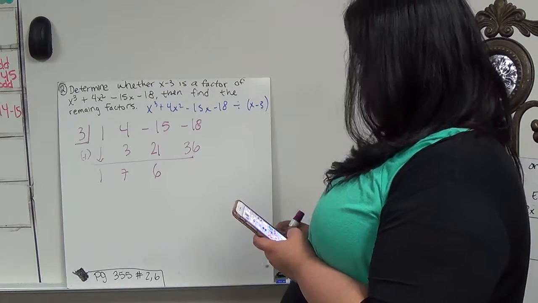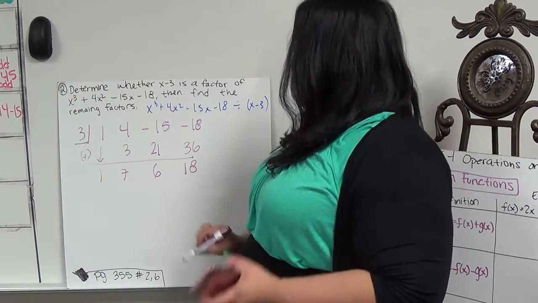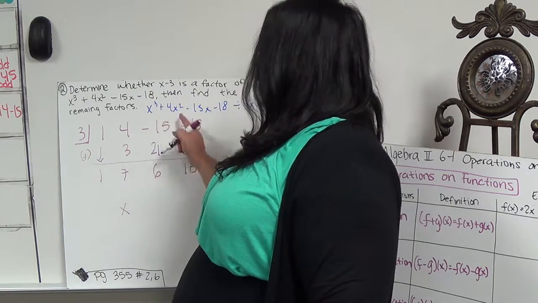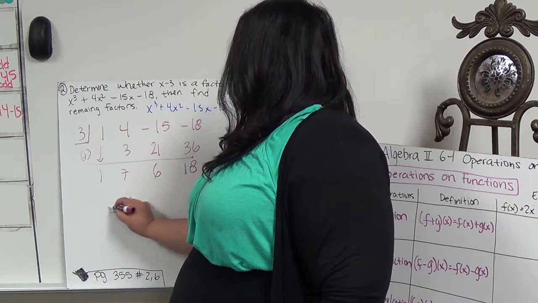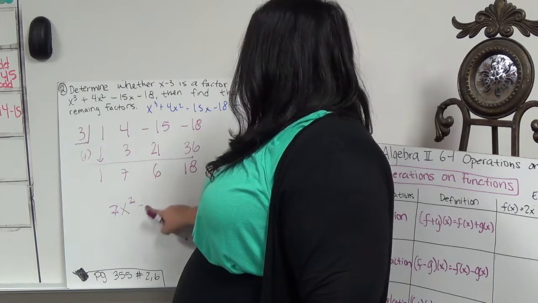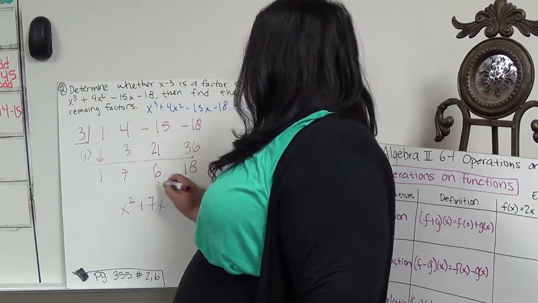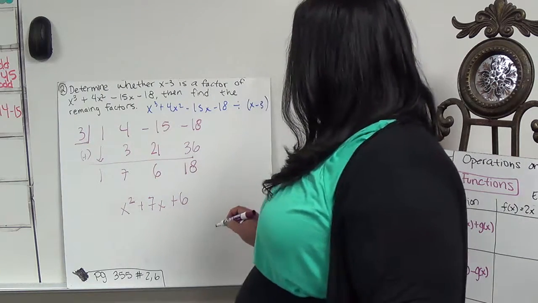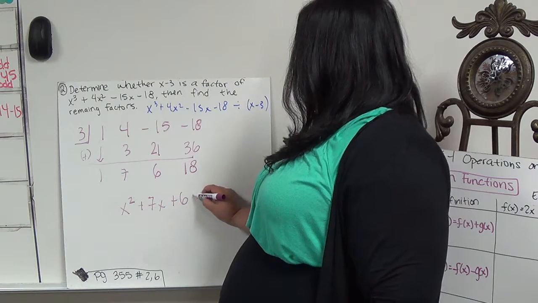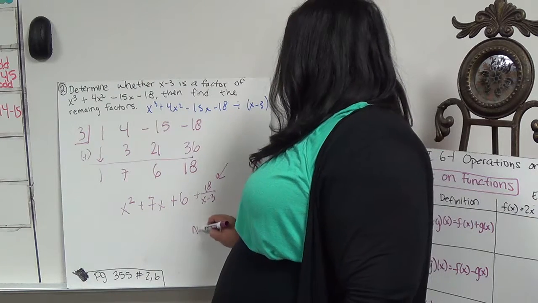So my equation would be x squared plus 7x plus 6, and the remainder 18 over x minus 3. Because of this, we state that it's not a factor.